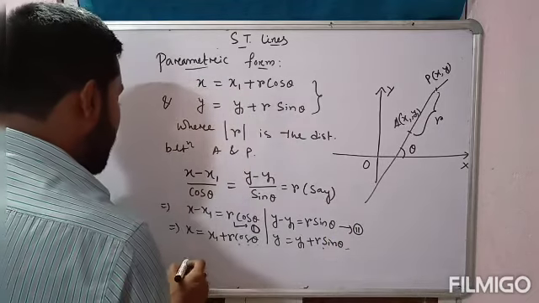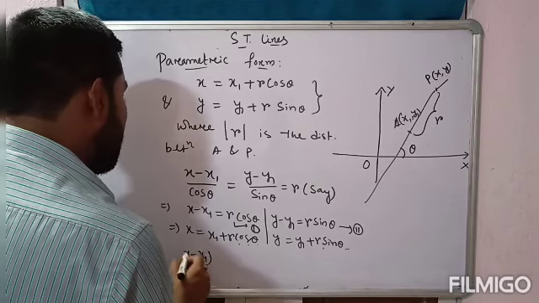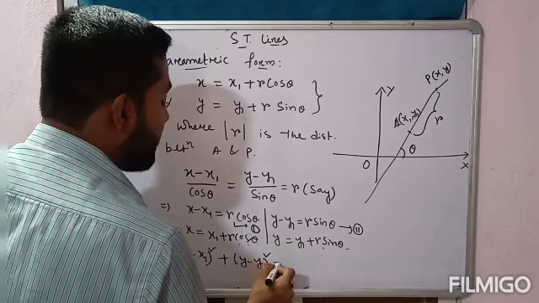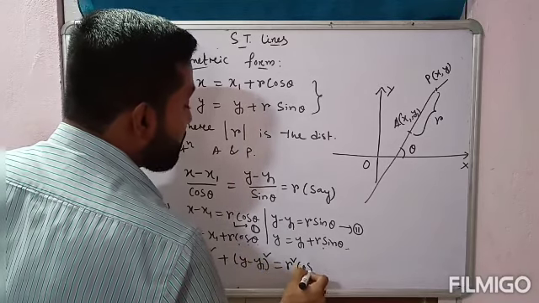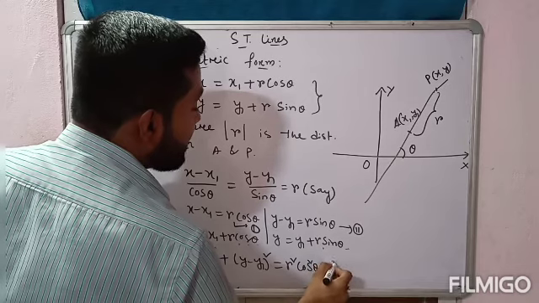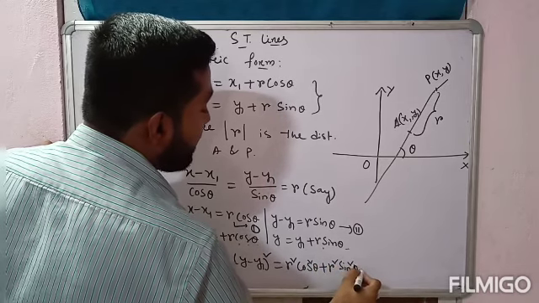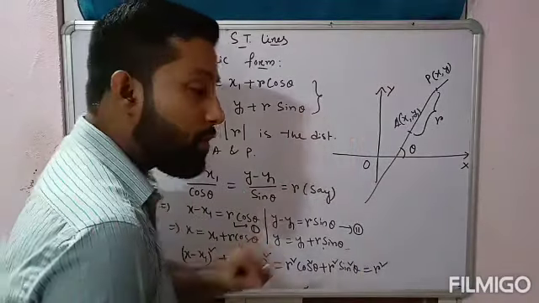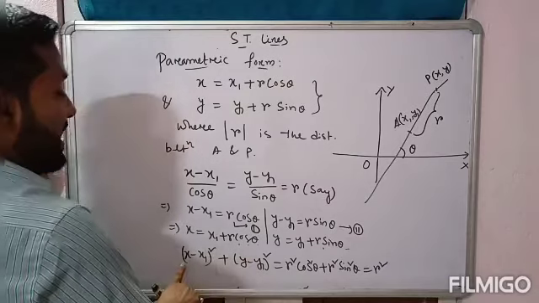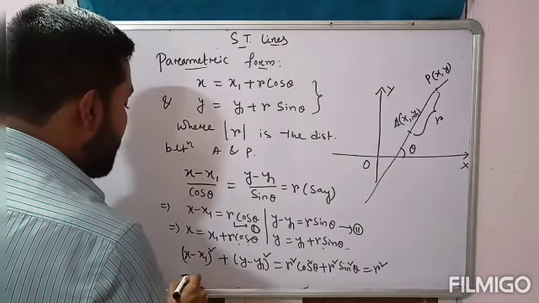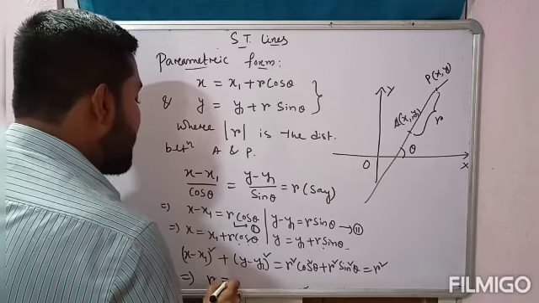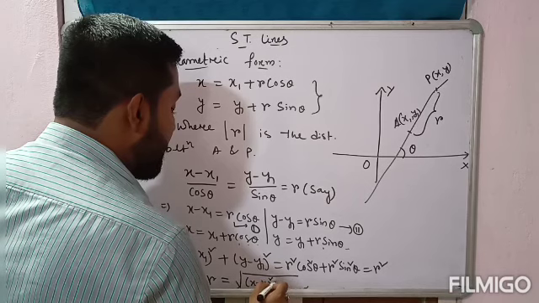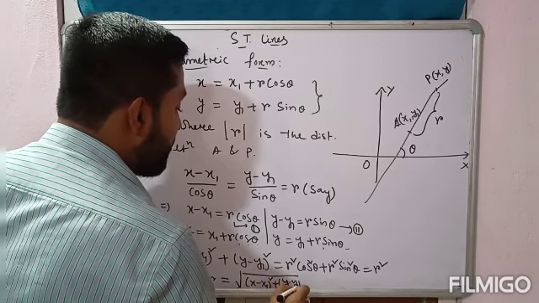Now squaring and adding, that is x minus x1 whole square plus y minus y1 whole square. This is equal to r square cos square theta plus r square sin square theta. So now if I take r square common, this will be cos square theta plus sin square theta, which is 1. So r square equal to x minus x1 whole square plus y minus y1 whole square, which implies r is equal to under root x minus x1 whole square plus y minus y1 whole square.